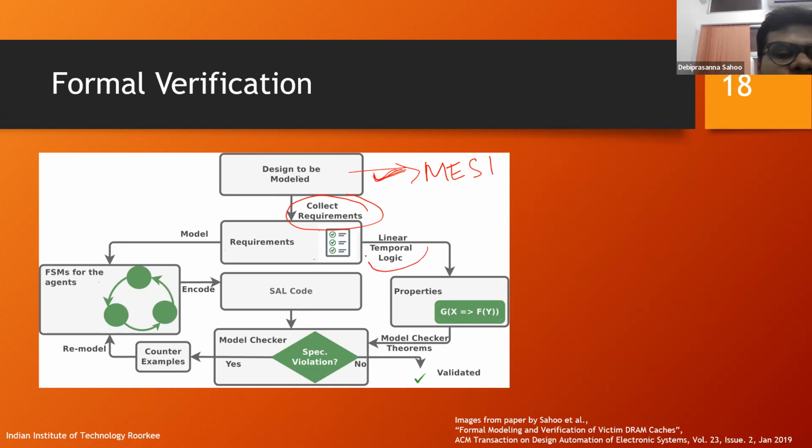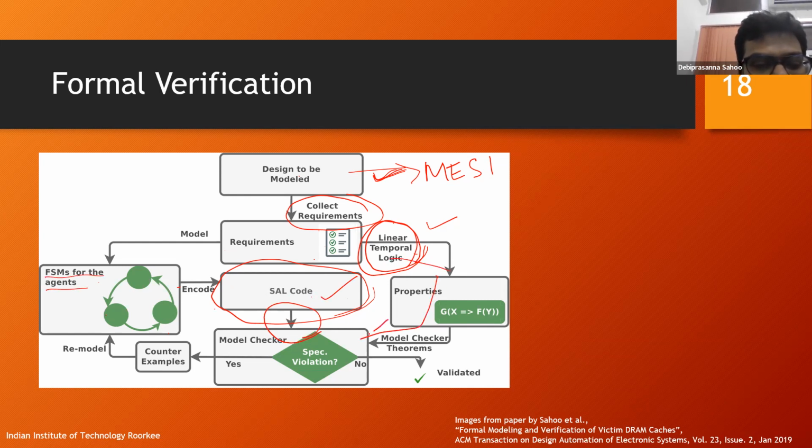At the same time, we come up with properties from whatever requirements we had, and we represent them using linear temporal logic. I'll show you what exactly linear temporal logic is in the coming slides. We represent the properties in linear temporal logic, draw the state machine, and encode the state machine in a formal verification tool. Here, I have been using SAL, Symbolic Analysis Laboratory. We take the code, the representation of the state machine, and the LTL properties and give it to the model checker.